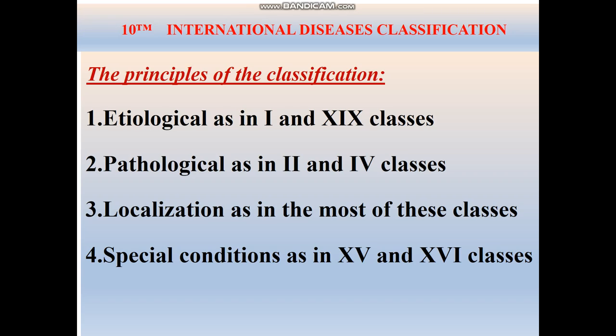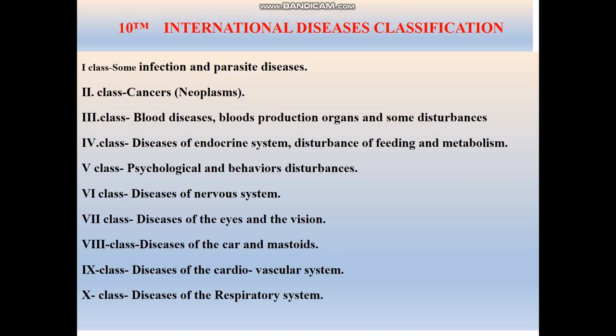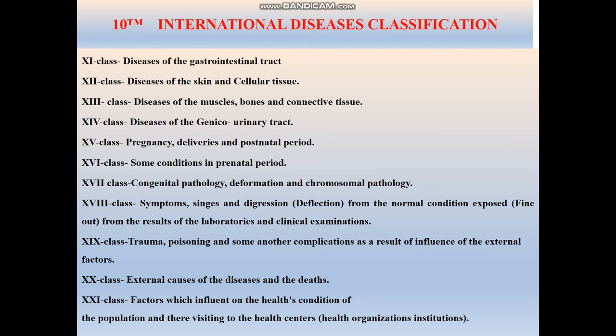The principles of the classification are: first, etiological, as in classes 1 and 14. Second, pathological, as in classes 2 and 4. Localization, as in most of these classes. Special condition, as in classes 15 and 16. This is the 10th International Disease Classification.